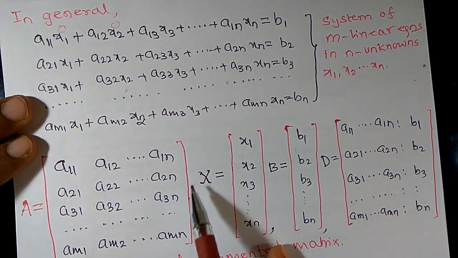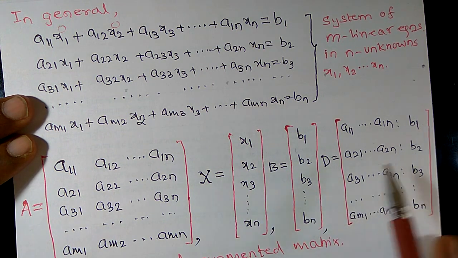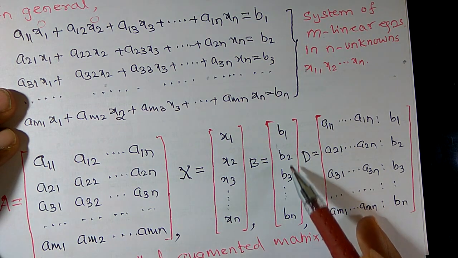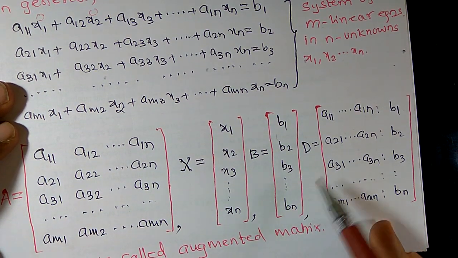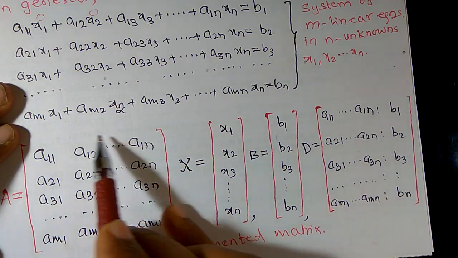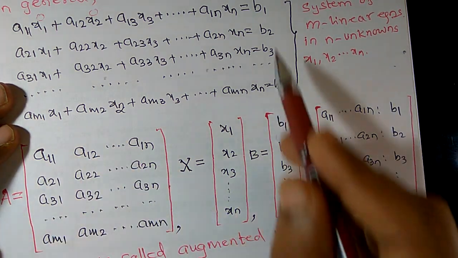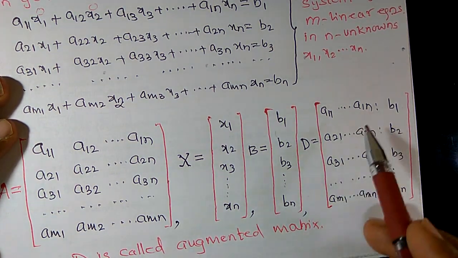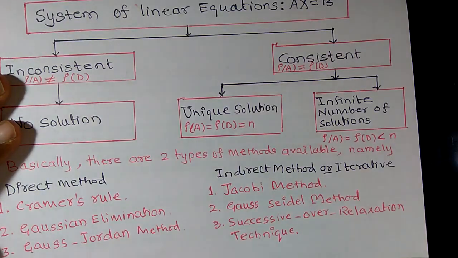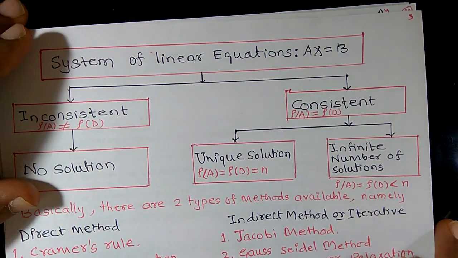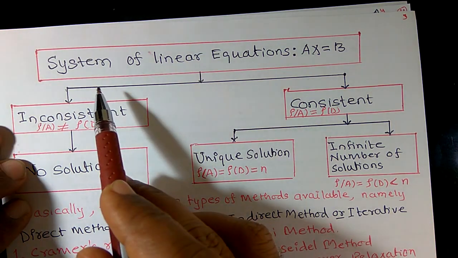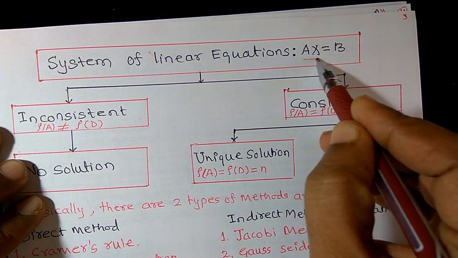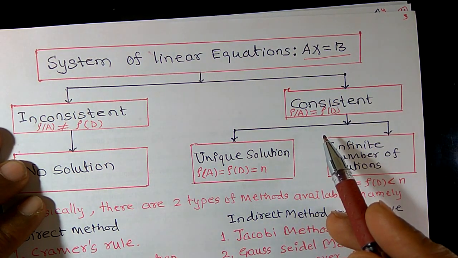Similarly, the unknowns can be written as x is equal to x1, x2 and so on up to xn. And the right hand side numbers we can write as b1, b2 and so on up to bm. Then you can write down the coefficient matrix A together with the right hand side numbers, and we call it the augmented matrix. Suppose they have given a system of linear equations, you can write it as a matrix equation Ax is equal to B.